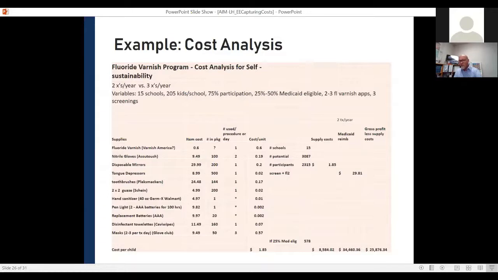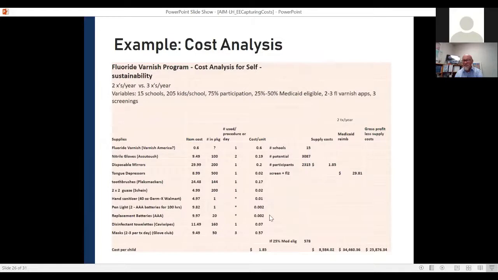We wanted to make sure that we had a complete accounting of what it might cost beyond just the 1 or 2 FTE that were actually implementing the program, going out to schools and putting the fluoride varnish on the teeth. So we set up this spreadsheet here, and here's just a snapshot of it that listed the different types of supplies that were required, including things like AA batteries for the pen light and replacement batteries, and then what the cost was per item, how many were in a package, potentially, how many were used per procedure or per day, to come up with the exact unit cost.